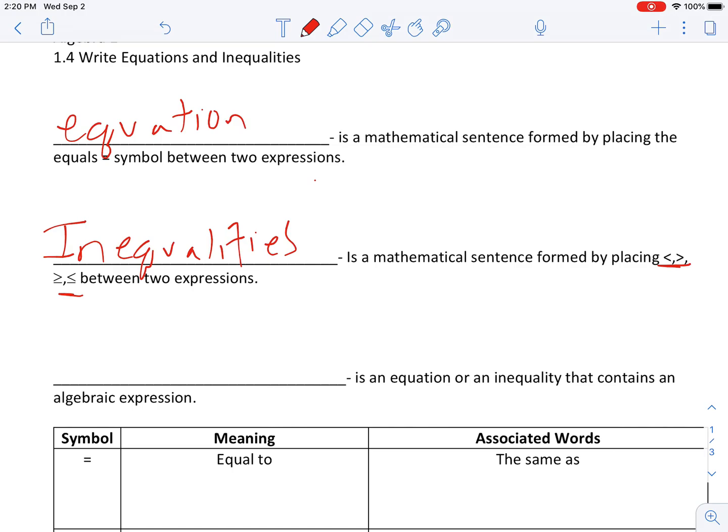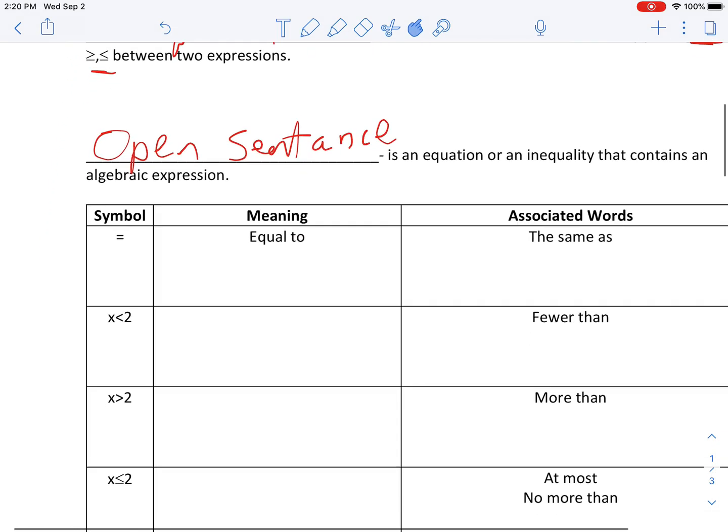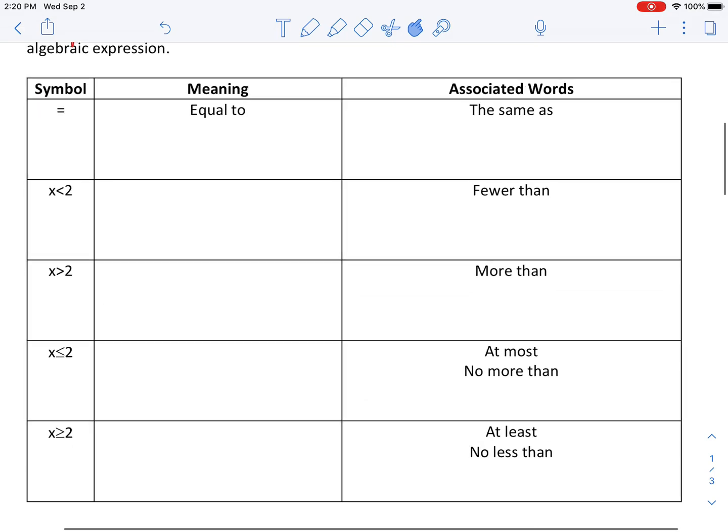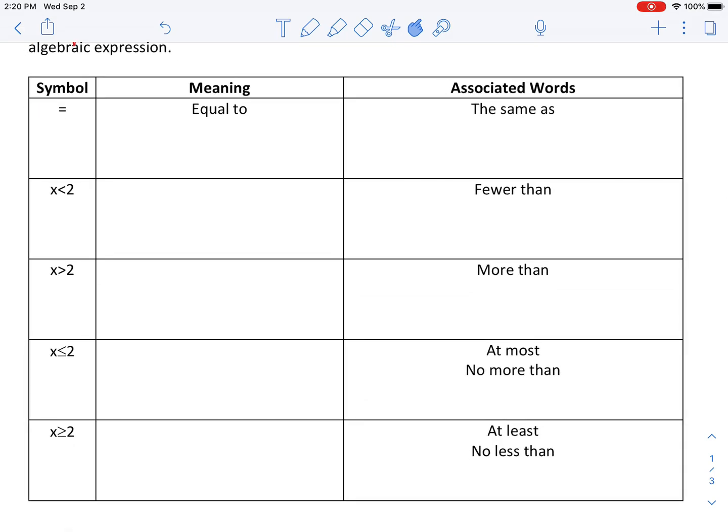And then lastly is a phrase I don't use too often. Blank is an equation or an inequality that contains an algebraic expression. That is what is called an open sentence. I would not get too hung up on that if you've never heard it before. It's not used too often, at least from me or many of the other Algebra 1 teachers here. All right, so we have a table here we want to fill out real quick.